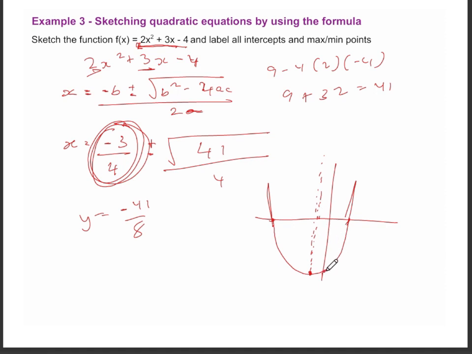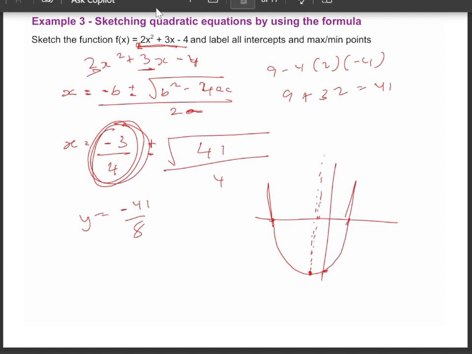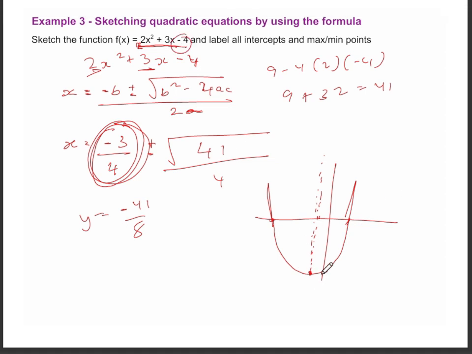And we need one more thing, which is the y coordinate of the y-intercept, which is just going to be negative 4, the independent term, right? So this is negative 4. This is going to be negative 3 over 4 plus root 41 over 4. And this is going to be negative 3 over 4 minus root 41 over 4. Yeah? And the vertex is going to be negative 3 over 4 with negative 41 over 8. And that's how we can use factorizing, completing the square, or the formula. Use whatever method you like the most in order to sketch a quadratic graph.